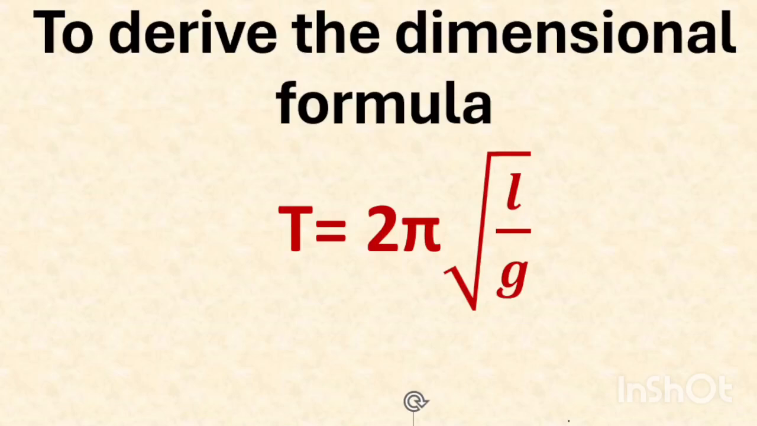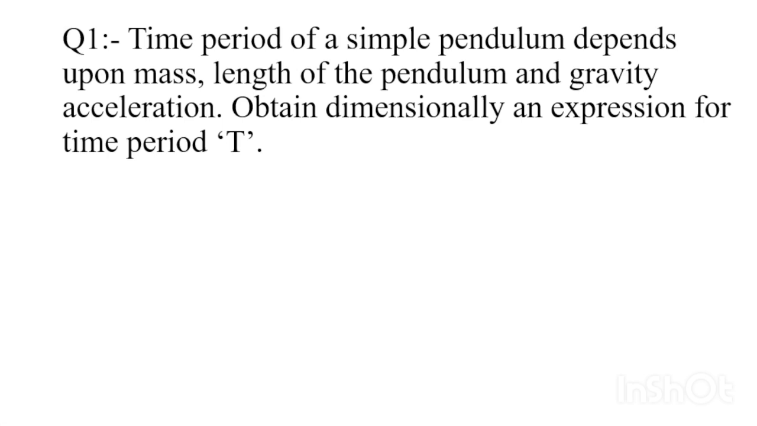Hello student, today we will discuss how to derive the formula by using dimensional analysis. Now to derive this formula, we will discuss some questions. First, the time period of a simple pendulum depends upon mass, length of the pendulum, and gravity acceleration. Obtain dimensionally an expression for the time period.